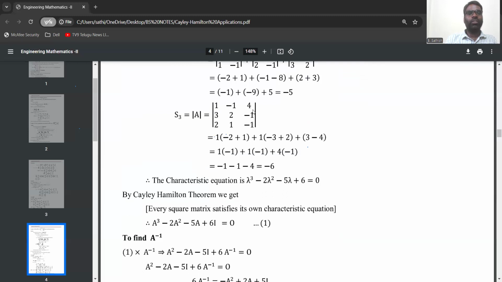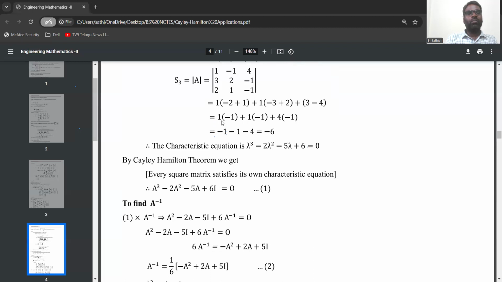So the determinant of the given matrix has first row elements 1, minus 1, 4, second row elements 3, 2, minus 1, and third row elements 2, 1, minus 1. Therefore we get the determinant: 1 into, removing the row and column, minus 2 plus 1. Next, in the formula, again we have minus 1, so we get plus 1 into, removing the elements of the second column and first row, 3 into 1 minus 3 into minus 1 plus 2.